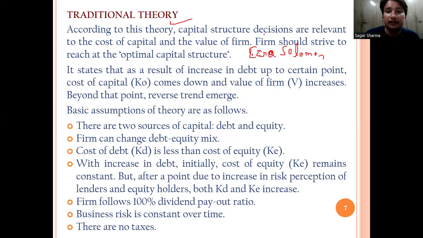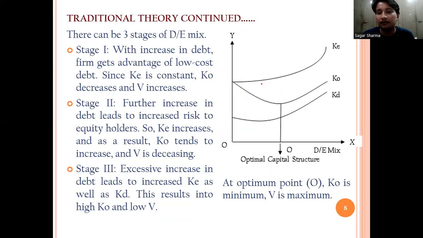According to this theory, capital structure decisions are relevant to the cost of capital and the value of firm. Firm should strive to reach the optimal capital structure. It states that as a result of increase in debt up to a certain point, cost of capital comes down and value of firm increases. Beyond that point, the reverse trend emerges. So you can see the diagram of this theory.